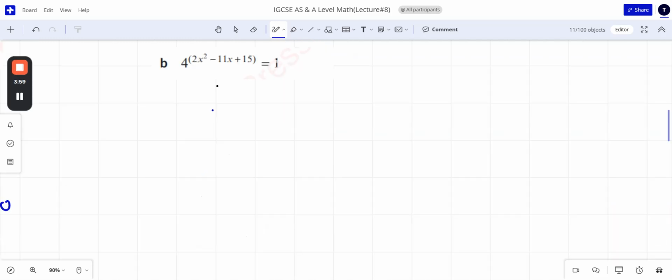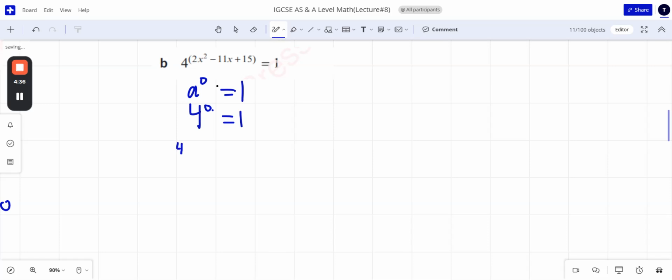B is 4^(2x² − 11x + 15) = 1. So again it is an exponential equation we can solve. We can equate the exponents of the equation if the bases are the same. So we will make the same bases by using the property of the exponent, which is a^0 = 1. So here a value is 4. So 4^0 equals 1. On the right side of the equal sign, instead of the 1, we will use 4^0.